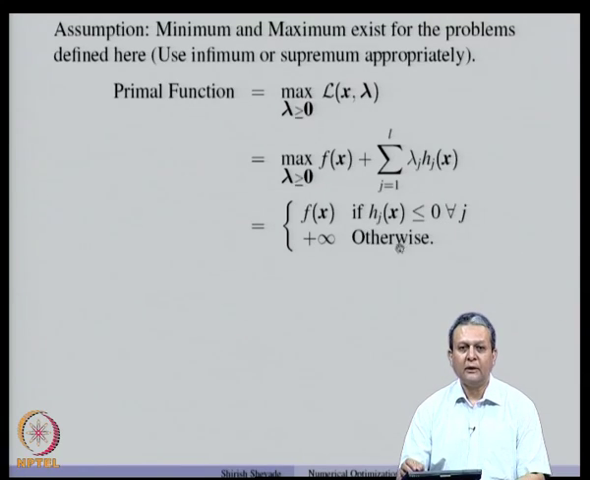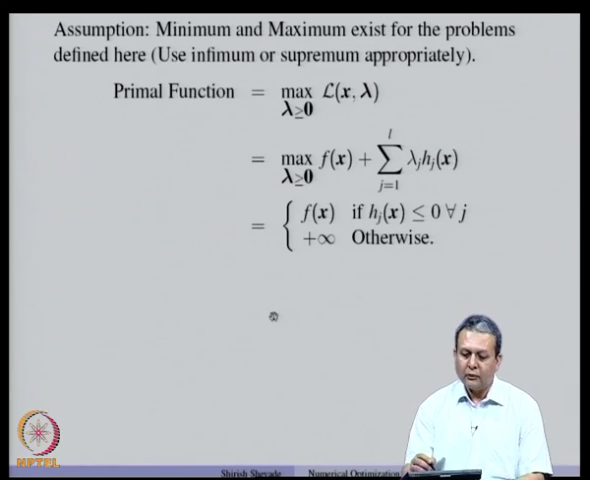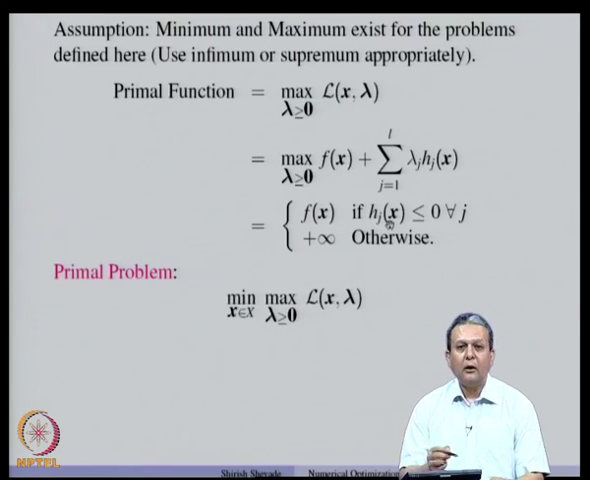if h j x is less than or equal to 0 and will be equal to plus infinity otherwise. So, truly one should write this as supremum, because under the condition that h j x is greater than 0, the maximum does not exist, but as I said earlier, we will continue to use this notation and one can choose to write supremum or infimum appropriately. So, if we look at this primal objective function value, that is nothing but f x if this condition holds, and therefore, we have the primal problem which is a min max problem.